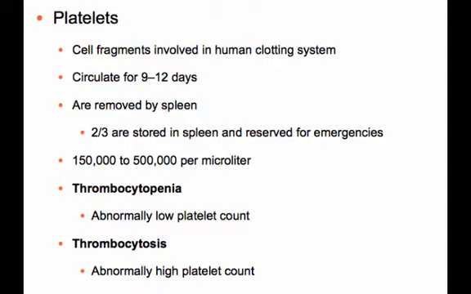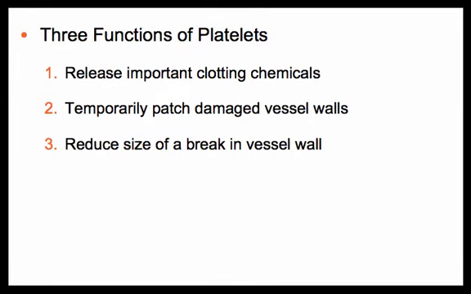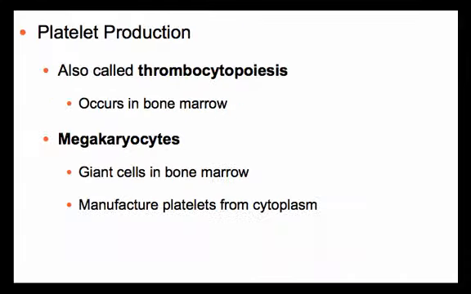A number below this suggests thrombocytopenia, or an abnormally low platelet count. A number above this suggests thrombocytosis, or an abnormally high platelet count. Platelets release chemicals used for blood clotting, so they can temporarily patch damaged vessel walls and reduce the size of a break in a vessel wall. Producing platelets is called thrombocytopoiesis, and this occurs in the bone marrow as well. Large cells called megakaryocytes in the bone marrow have pieces of cytoplasm and membrane that pinch off to create the cell fragments that are called platelets.